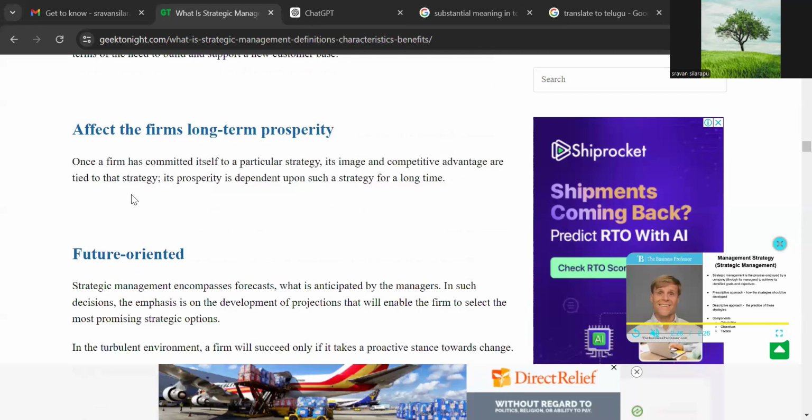Next, effect on the firm's long-term prosperity. Once a firm has committed itself to a particular strategy, an organization follows that one strategy. Its image and competitive advantage are tied to the strategy. The prosperity is dependent upon such a strategy for a long time. So it is a long-term strategy.